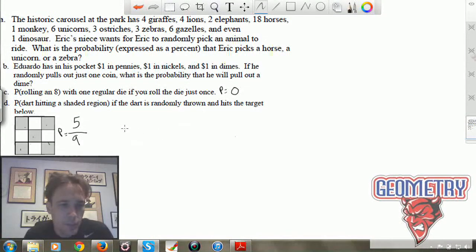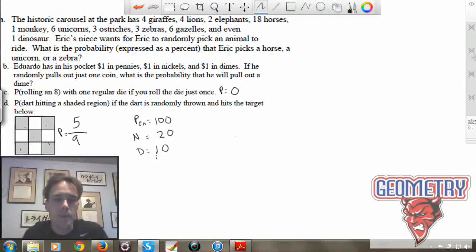Okay, so let's get to part B here. Eduardo has in his pocket $1 in pennies. So that's a lot of pennies. That's 100 pennies, right? $1 in nickels. So if a nickel is 5 cents, that means he would have 20 nickels in his pocket. And $1 in dimes. So if a dime is 10 cents, that means he'd have 10 dimes. So it looks like right now he has 130 coins in his pocket. So that's got to be weighing him down quite a bit.